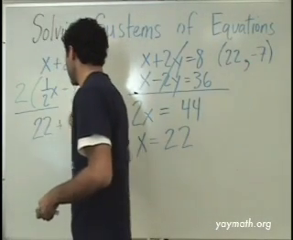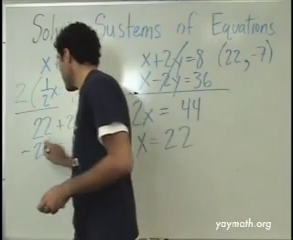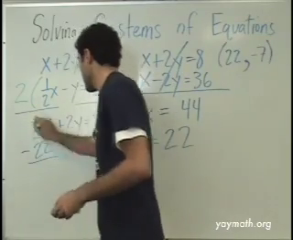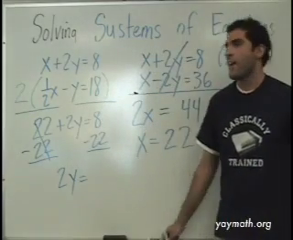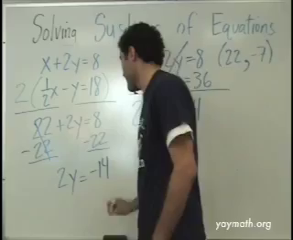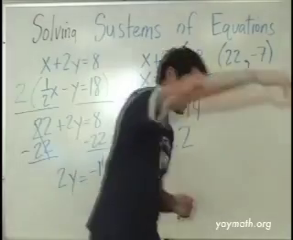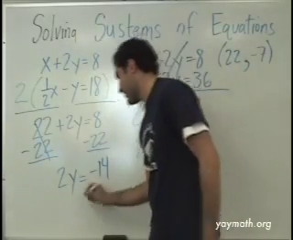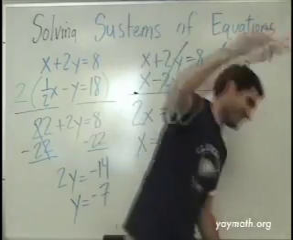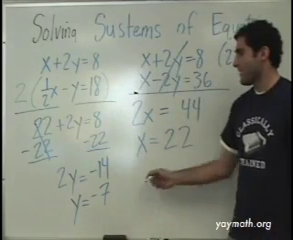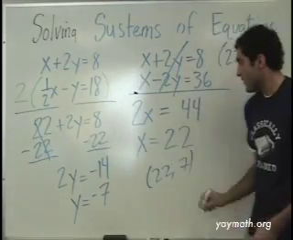22 plus 2y equals 8. Minus 22, very nice. 2y equals 8 minus 22, negative 14. Minus 14. Negative 7. So there it is again: y equals negative 7. Questions on negative 7?